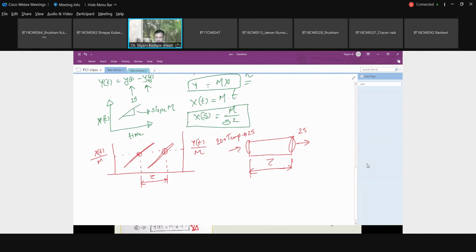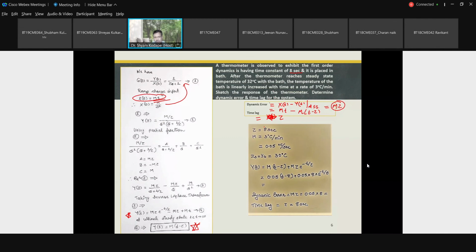Fine. So my question is, now you have to sketch the response. Tau is 8 seconds. Slope is how the temperature is changing linearly, 3 degree centigrade per minute. We will convert into seconds, since tau is in seconds, either convert into minutes or into seconds. So what is steady state? Xs is equal to ys.